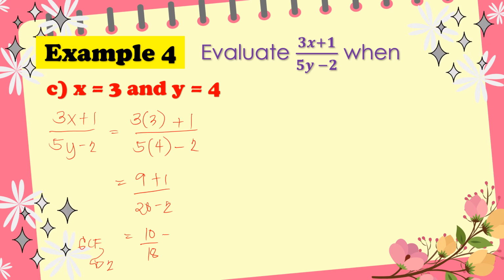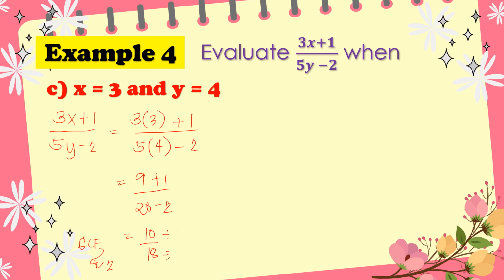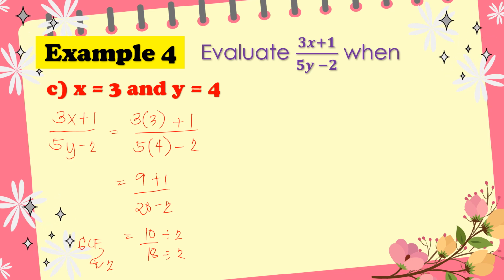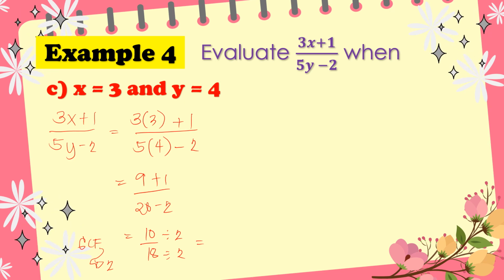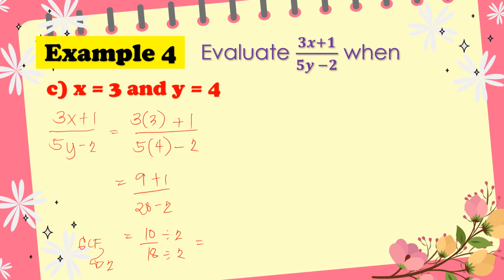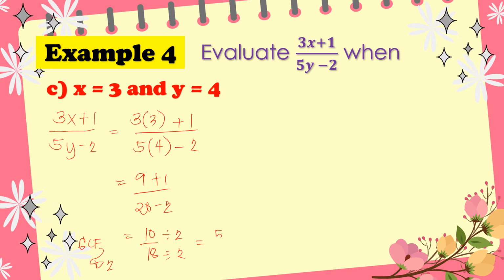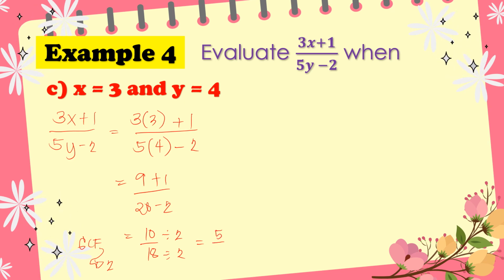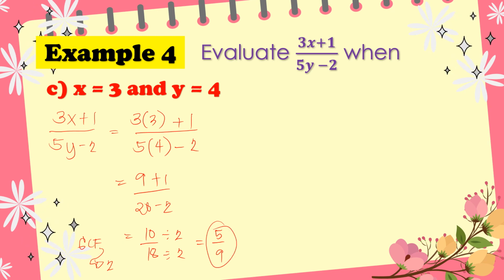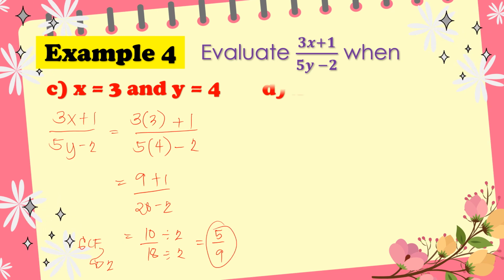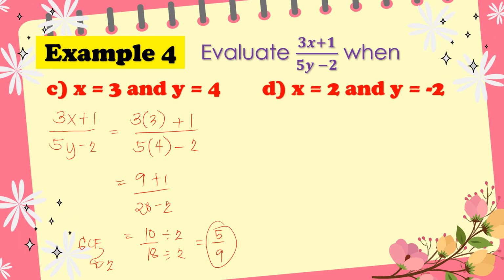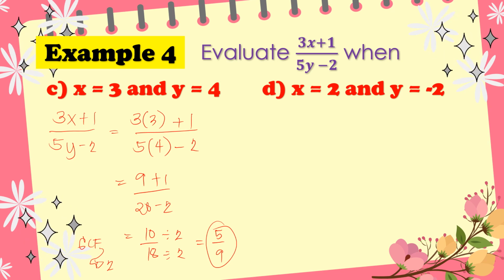So, let us divide both the numerator and denominator by the GCF. Para maging simplest form yung ating fraction. So, 10 divided by 2, we have 5. And then, 18 divided by 2 is 9. Yun yung tamang sagot.